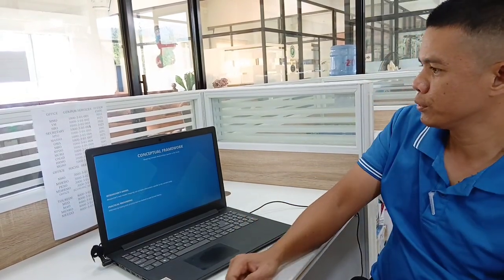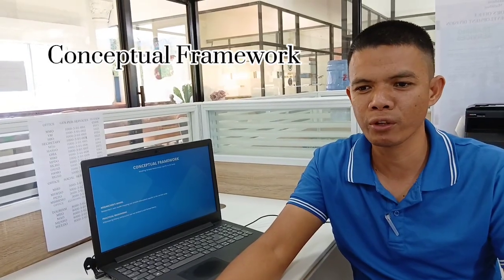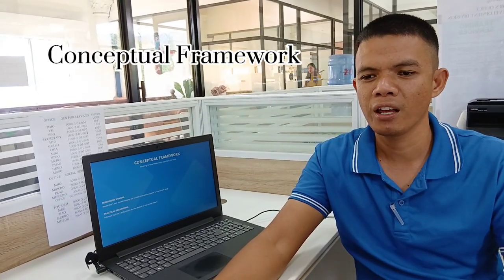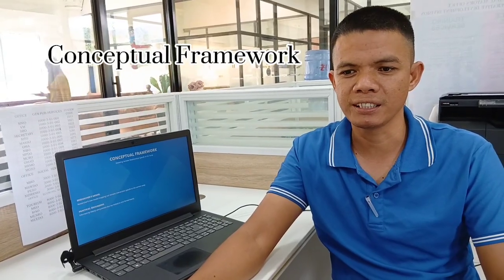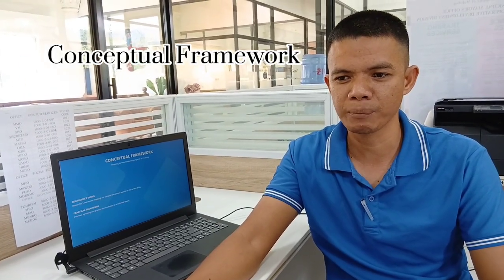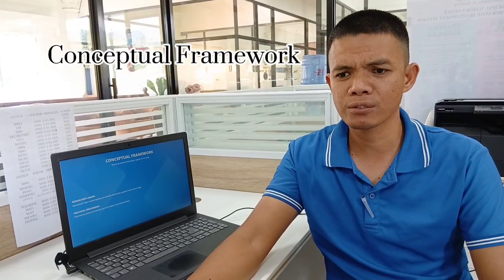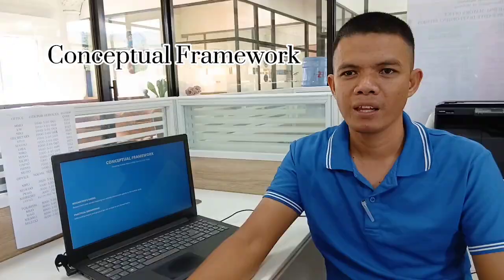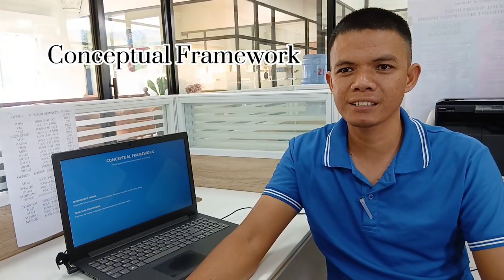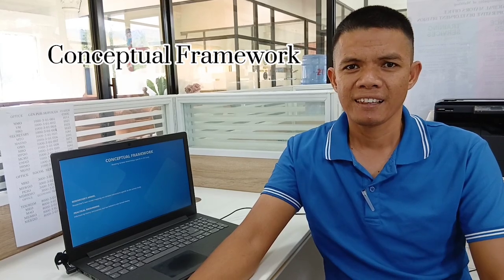Next, we are going to discuss the conceptual framework. A conceptual framework is a model or structure that shows how the main variables in your study are related. It is developed by the researcher to explain what will be studied and how the variables interact, based on theories, previous studies, and the research objectives. A conceptual framework is a visual or written map of your study that identifies the key variables.